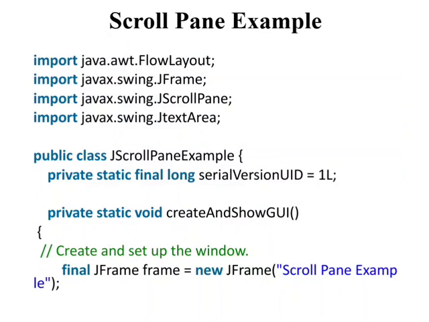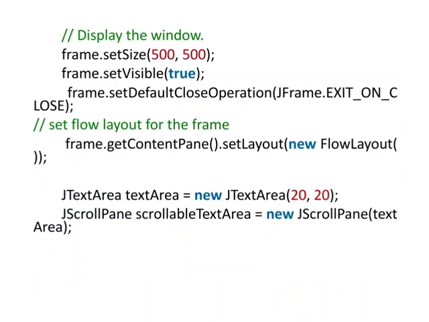Import java.awt.FlowLayout, import javax.swing.JFrame, import javax.swing.JScrollPane, import javax.swing.JTextArea. Public class JScrollPaneExample includes private static final long serialVersionUID = 1L, private static void createAndShowGUI. Create and set up the window first, then final JFrame frame = new JFrame("ScrollPaneExample"), giving the name to the frame as ScrollPaneExample.